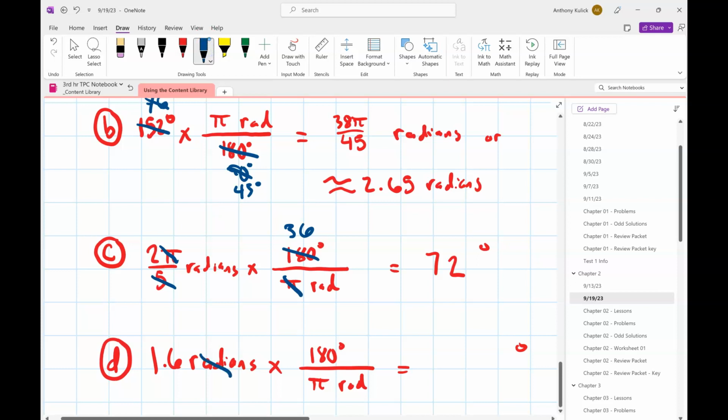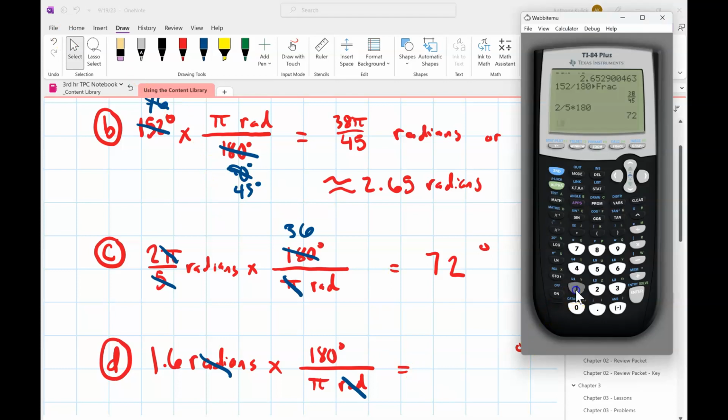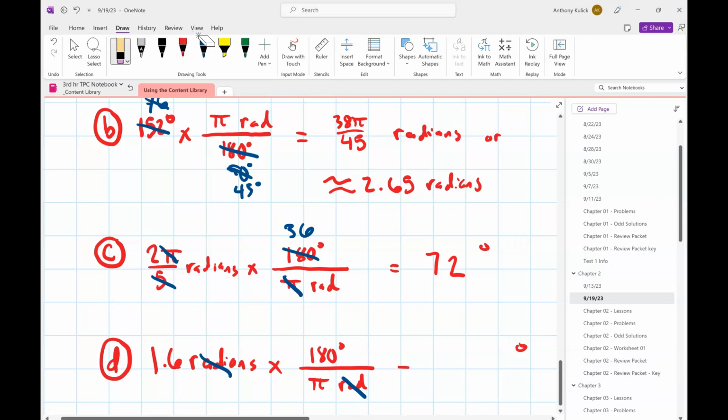So here the radians cancel out, but there's no pi in the 1.6, so I have to hang on to that. Because there's no pi to cancel, there's no way to get this into an exact number. So this one just has to go into my calculator. 1.6 times 180 divided by pi is about 91.67. Let everyone know I rounded.